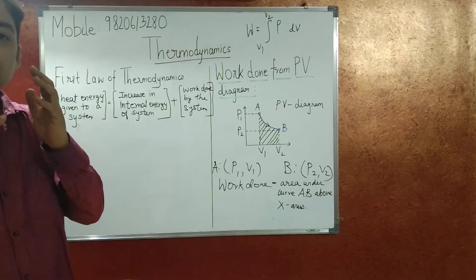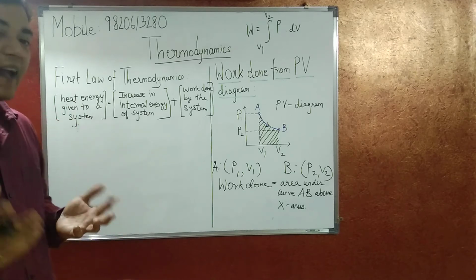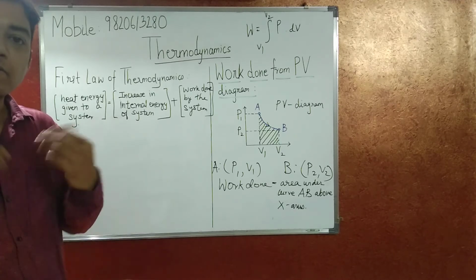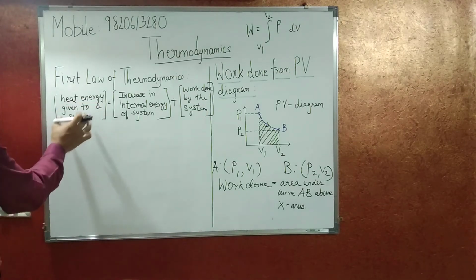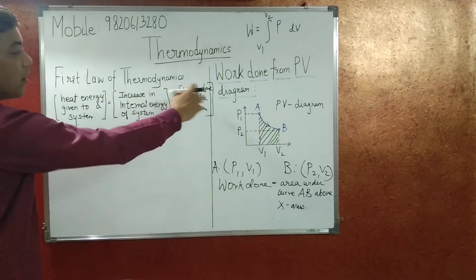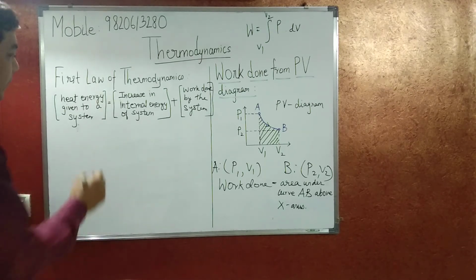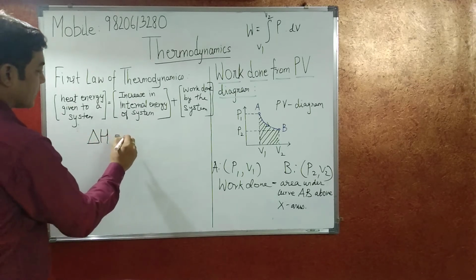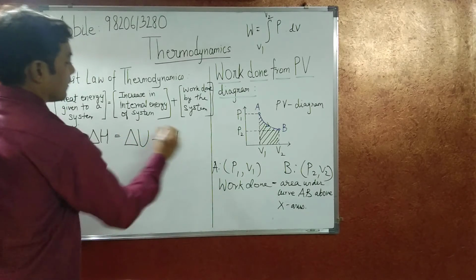That is, the internal energy of the gas will increase. And at the same time, what will happen? The gas will expand, so there will be some work done by the system. So your heat energy given to a system is equal to the increase in internal energy of the system plus work done by the system. So how do we write this symbolically? We will write delta H is equal to delta U plus W.